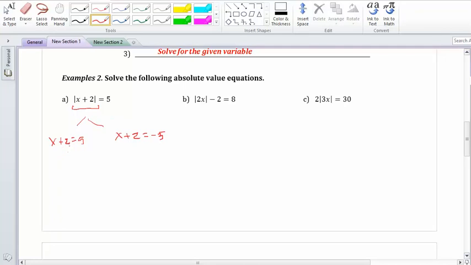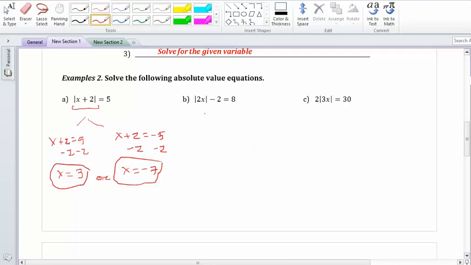We have x plus 2, just subtract. Subtract. There you go. So we get x equals 3 or x equals -7. It's important to see that we want those two values. We don't want to get one answer and then stop. You want to get both of those.